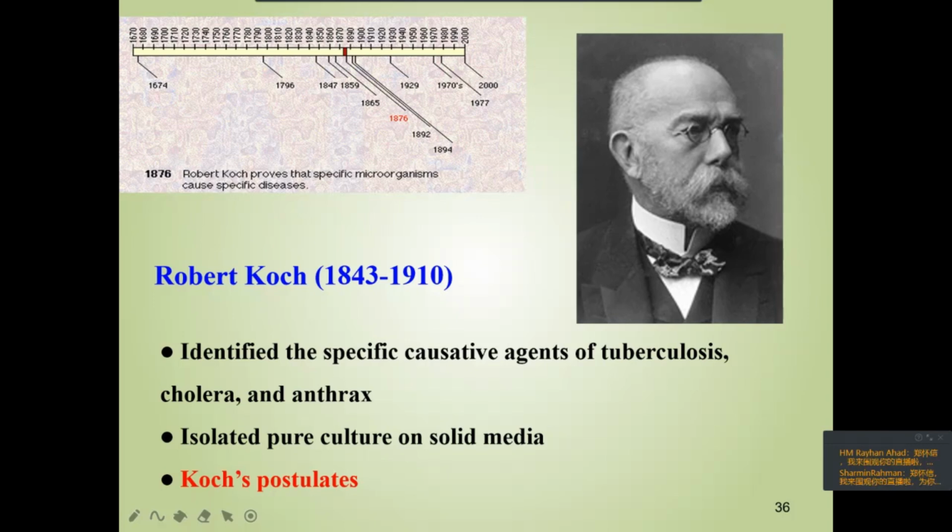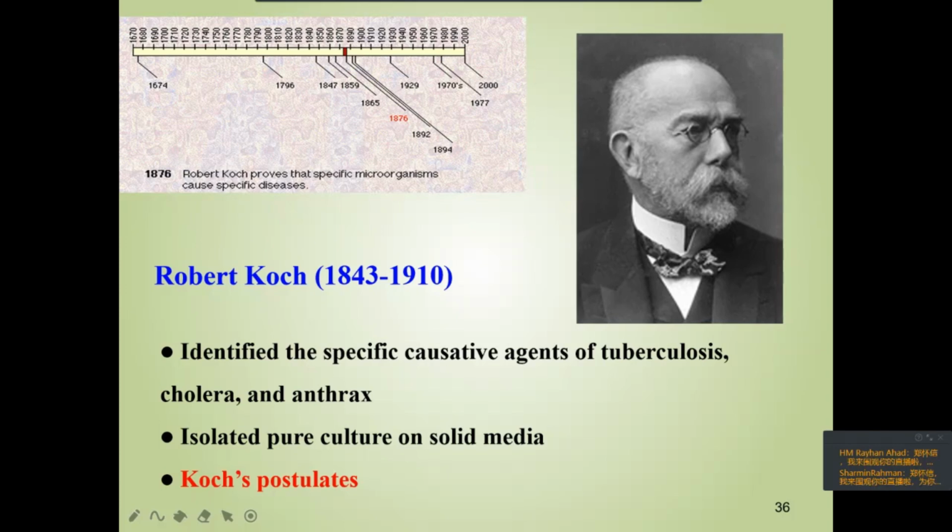He isolated anthrax bacteria, and also he worked on tuberculosis. So that's the pathogen for TB, MTB. And later in his life he worked on cholera. So that's the spiral bacteria causing cholera. Vibrio.